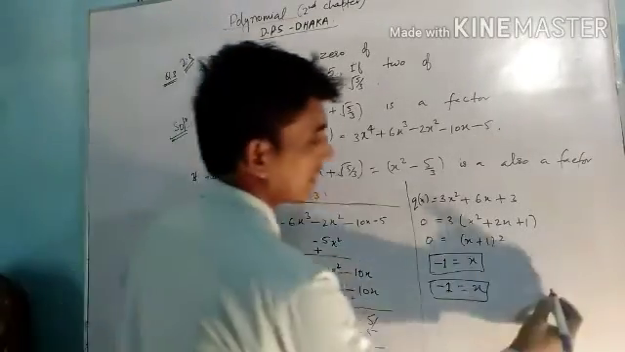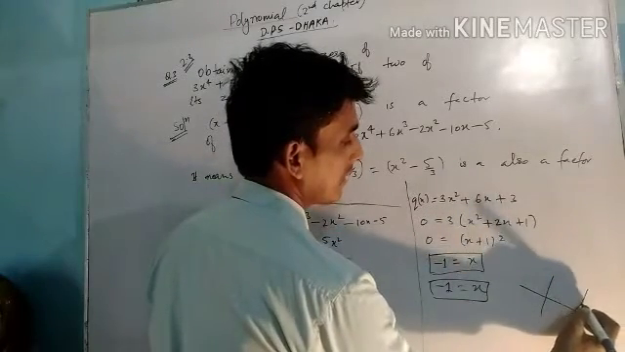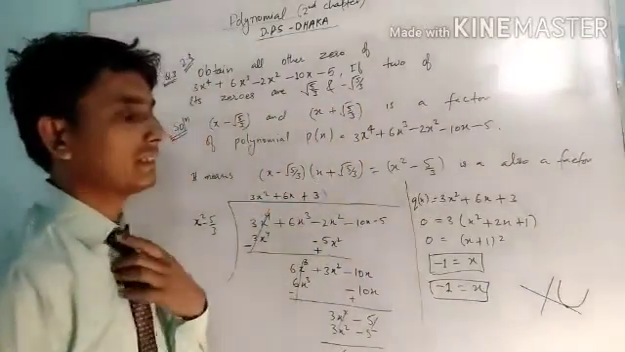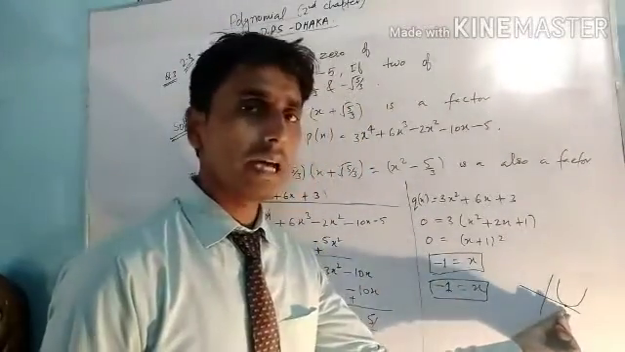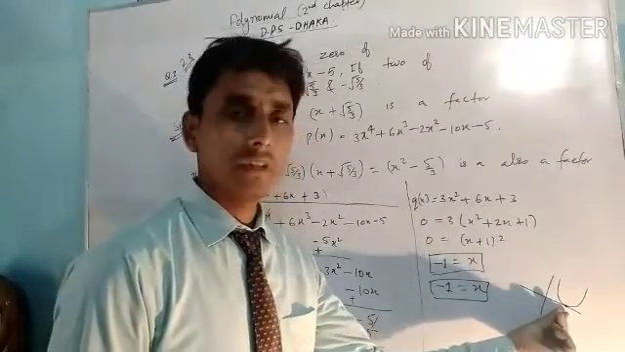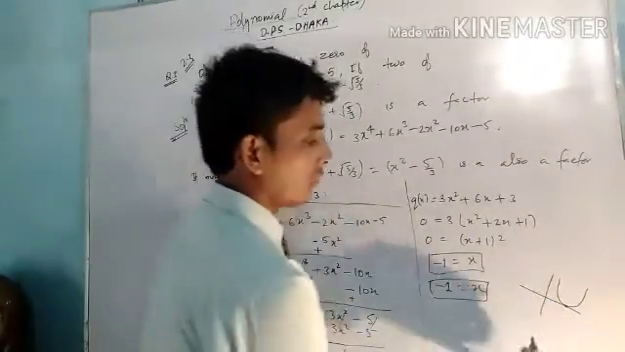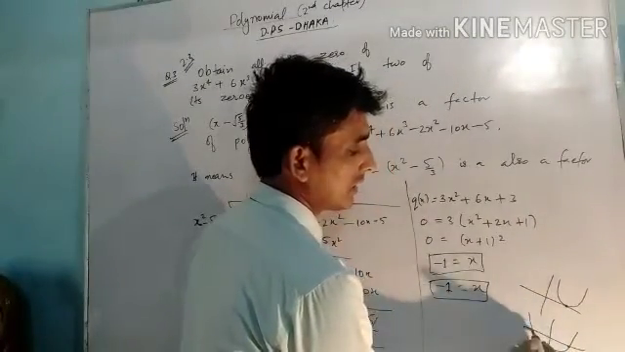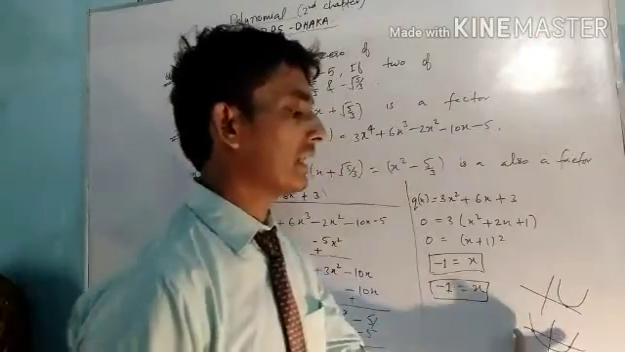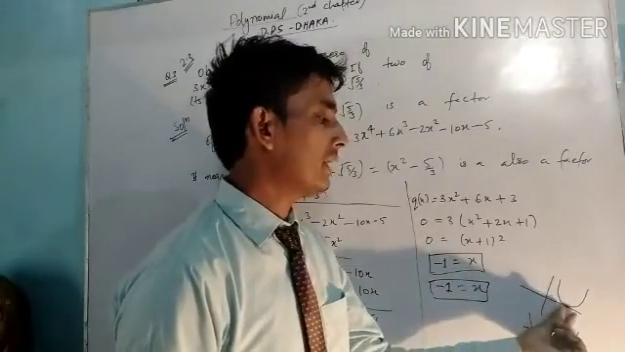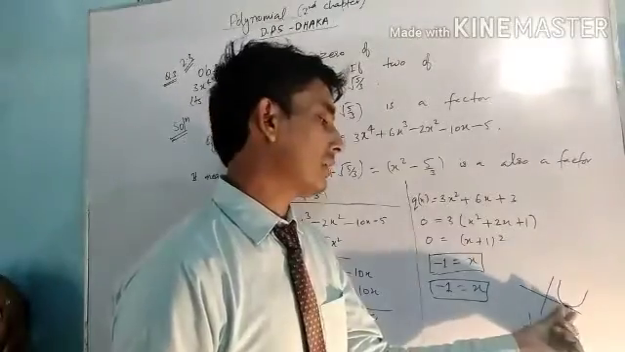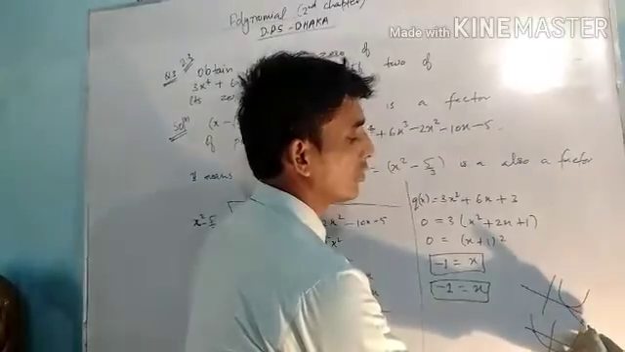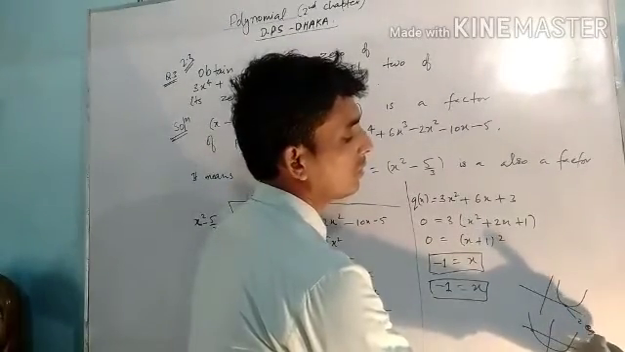Suppose we have a graph like this. The graph is touching the x-axis at only one point. So it means the two roots are equal because it is touching at one place only. If the graph is like this, here are two distinct roots because the graph is cutting the x-axis at two distinct points. Here it is not cutting the x-axis at two distinct points. It is touching the x-axis at only one point. Therefore, it has two equal roots.